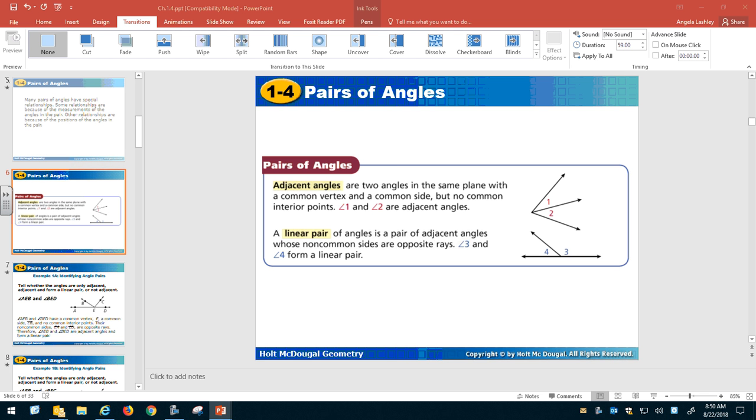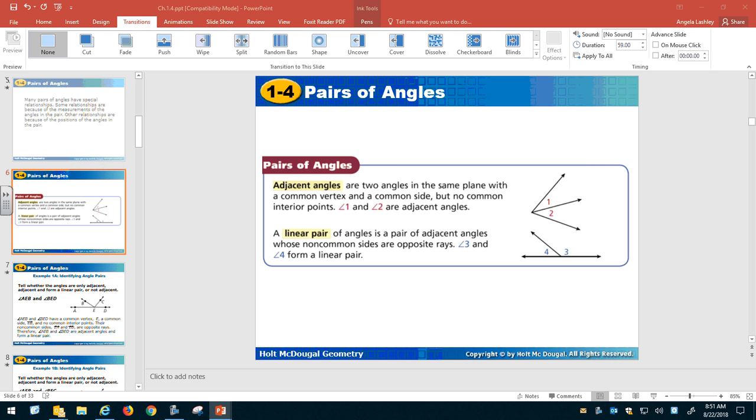Okay, what word do you notice is inside the word linear? Line. Okay, there is pair, but that's not inside the word linear, right? Just inside the word linear is the word line. So when you have a linear pair, you're going to have a pair. First of all, how many is in a pair? 2. So it's got to be 2, no more than 2. You're going to have a pair of angles. They have to be adjacent, and they're going to form a line. Okay? So I'm going to go back to this picture over here on the board.